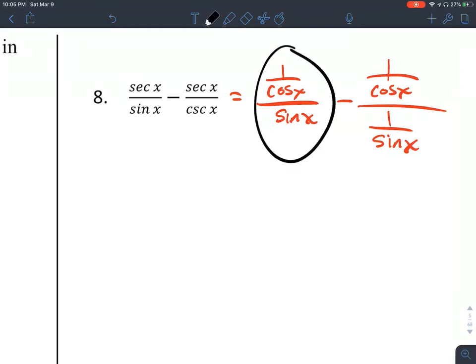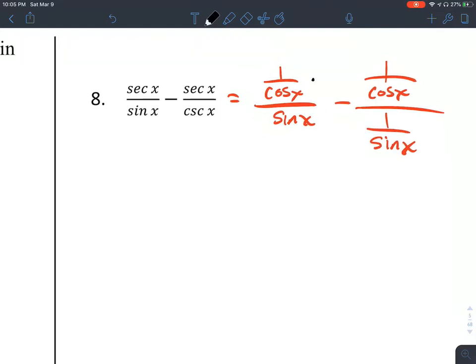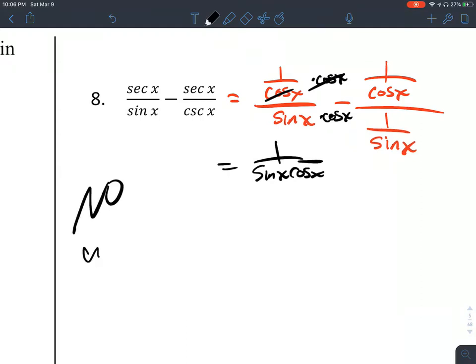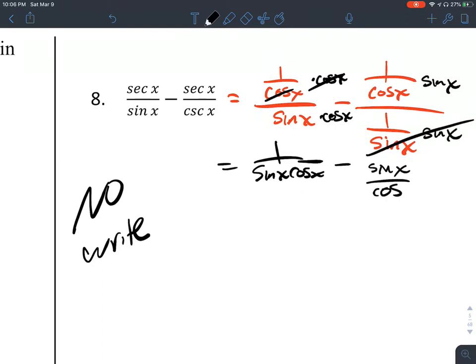Now this fraction here, I don't want it to be complex. I'm going to multiply the top and bottom of the fraction by cosine of x, so those cancel. So that's going to give me 1 over sine of x cosine of x. You're still not writing this down. Okay, I'll tell you when to write down again. When I erase that, you can start writing. Over here, if I multiply the top and bottom by sine of x, those cancel, and I end up with sine of x over cosine of x. All right, so keep all that in mind.